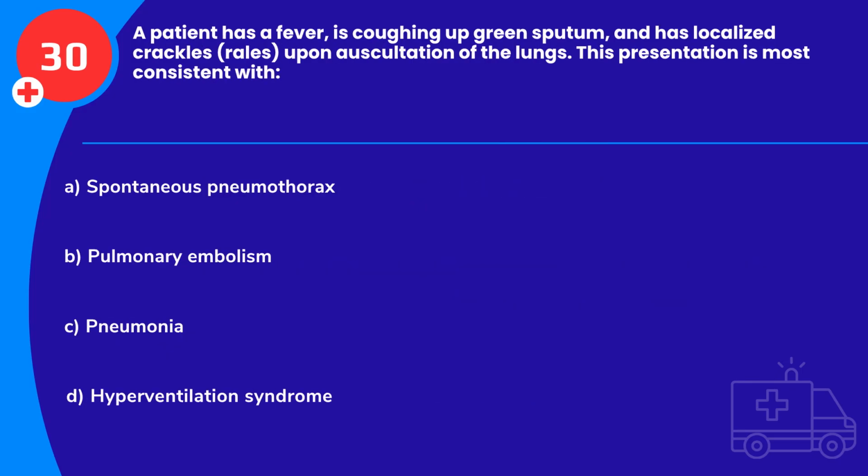Question 30. A patient has a fever, is coughing up green sputum, and has localized crackles, rales, upon auscultation of the lungs. This presentation is most consistent with A. Spontaneous pneumothorax. B. Pulmonary embolism. C. Pneumonia. D. Hyperventilation syndrome.